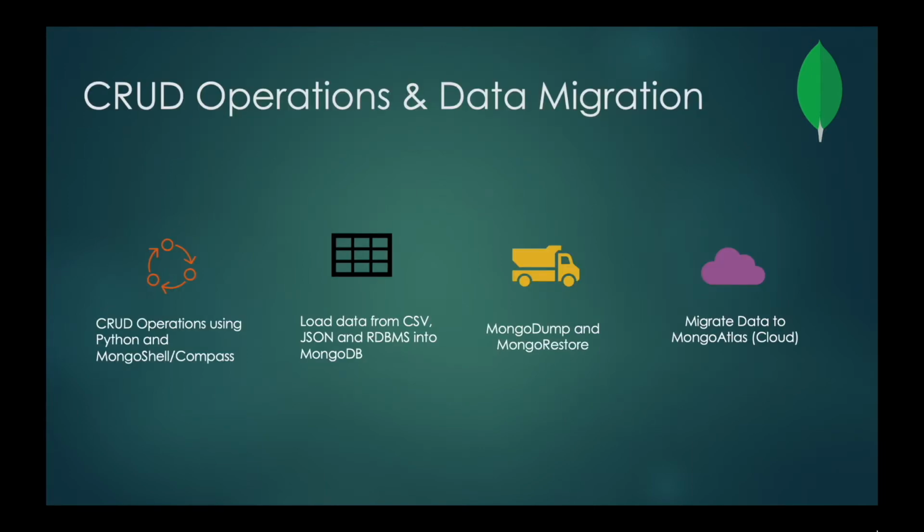So in this video, we're going to look at CRUD operations using Python, and we're going to look at the results using the Mongo Shell and Mongo Compass. We're going to load some data from a CSV file, from a JSON file, and a relational database management system into MongoDB. We're going to take a look at Mongo dump and Mongo restore. Last but not least, we're going to migrate some data into Mongo Atlas, which is the cloud database from MongoDB.